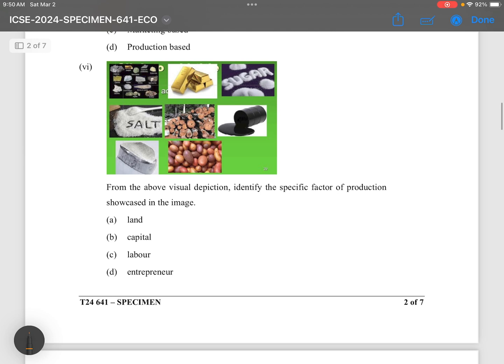Now let's look at another question. If you look at this picture, what is this picture telling you? All types of natural resources available in the nature. Yes. So what is land?